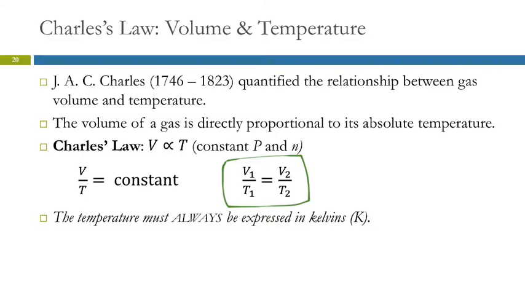What's very, very important is this word absolute temperature. This relationship only works if we don't have any negative temperatures. And so we always express temperatures for gas laws in kelvins, because the Kelvin scale has no negative temperatures.